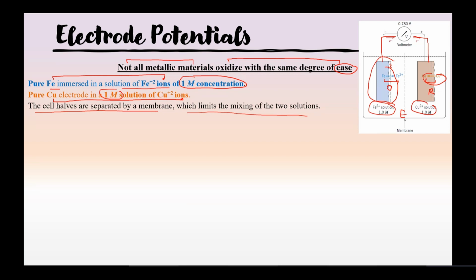Yes, sir. The problem is, why is it so that iron is oxidizing and copper is reducing? Why isn't it the other way around? It is cell potential. It is basically the tendency of certain metals to get oxidized as compared to the other metal.